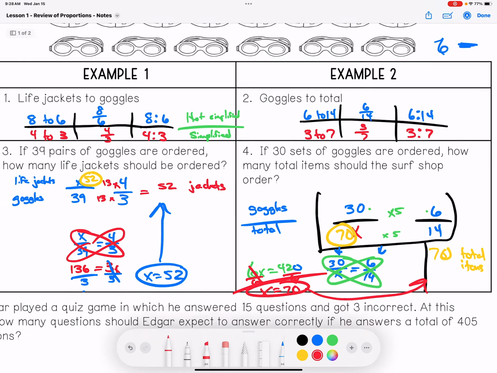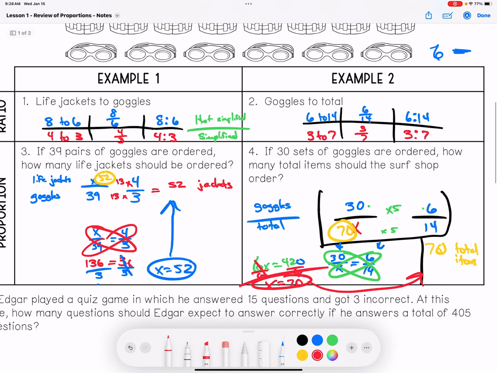All right, I'm going to zoom out and let you get any of that you may have missed. And 2 more questions coming at you. I'll give you just a second to copy that down. All right.